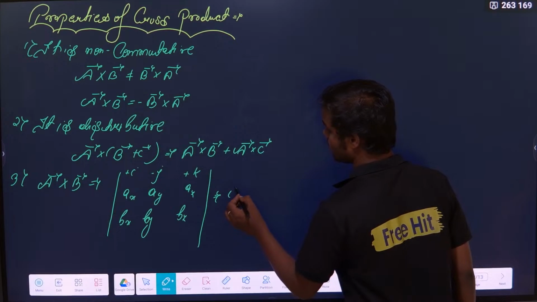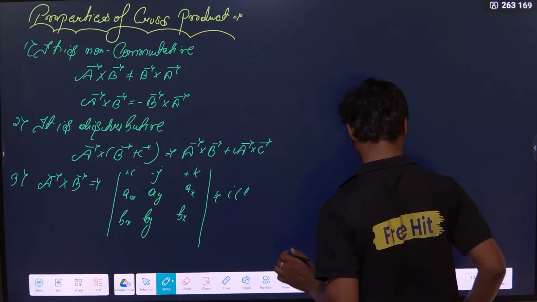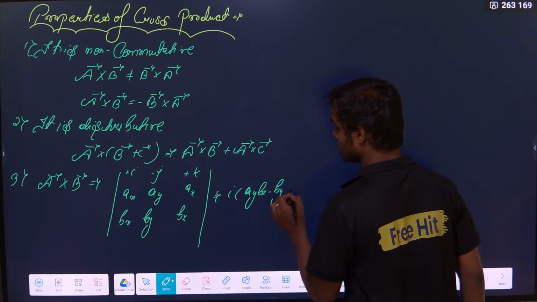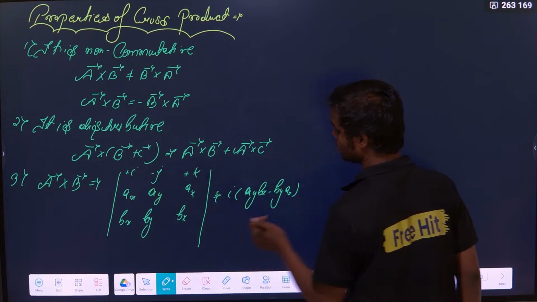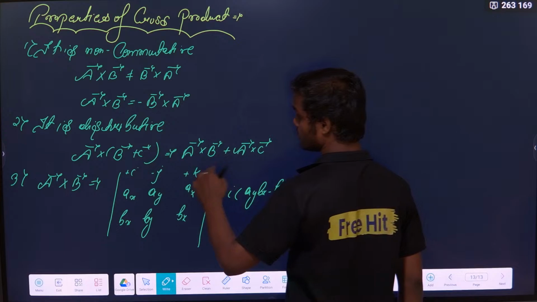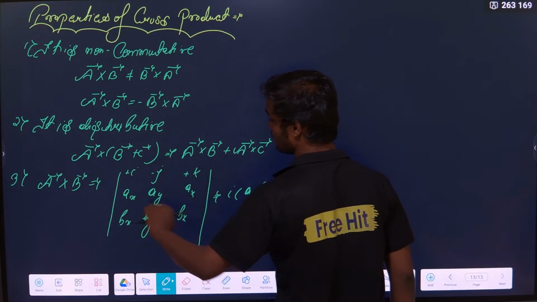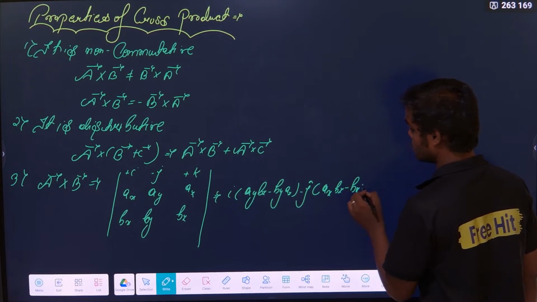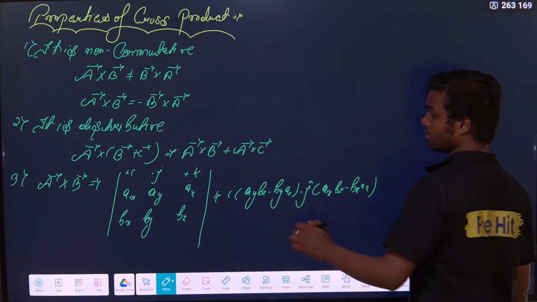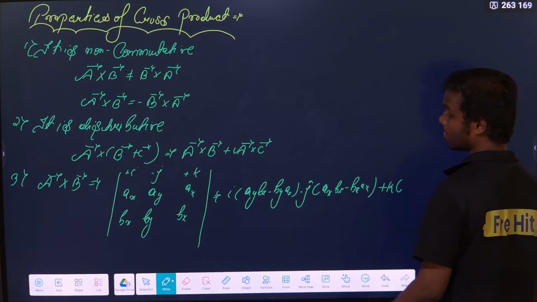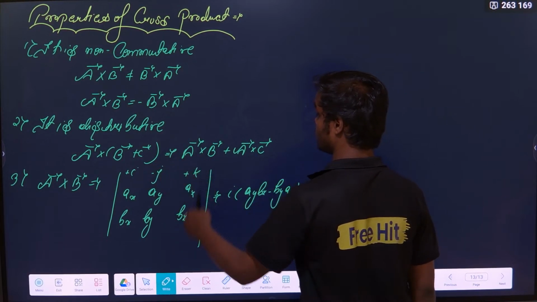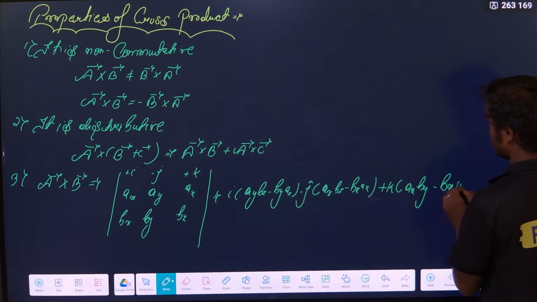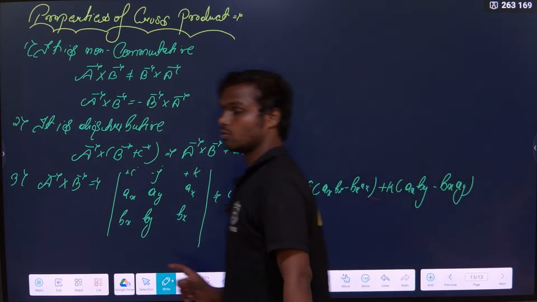Just you have to write i, that is AyBz minus ByAz. Similarly, you go to minus j. Now, first row, second column. So this is AxBz minus BxAz. Okay, next is plus k. Now first row, third column, then we will get AxBy minus BxAy. That is the cross product of a vector.